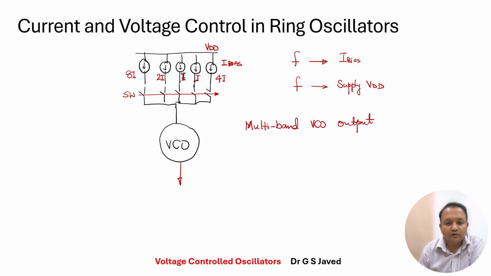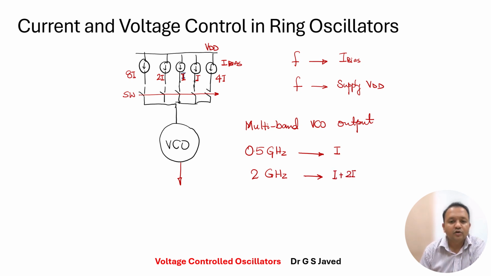Now, for example, if you want to design a 0.5 gigahertz output VCO, just selecting current I would suffice. Now, suppose you want a 2 gigahertz output, you could probably use I plus 2I, and this 3I current will give you a 2 gigahertz band. Next, if you want to have, say, 5 gigahertz, it might come out to be, say, 4I plus I. I'm just using an example. So about 5I of current will give you 5 gigahertz.